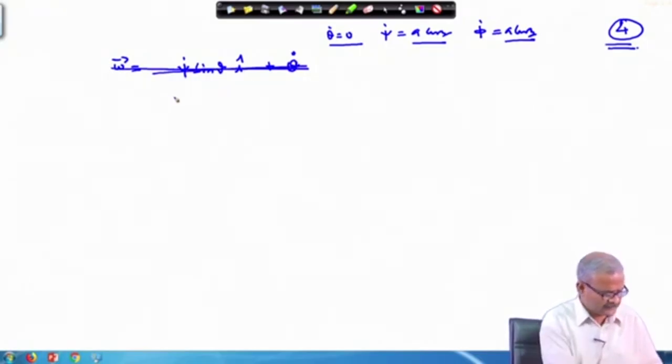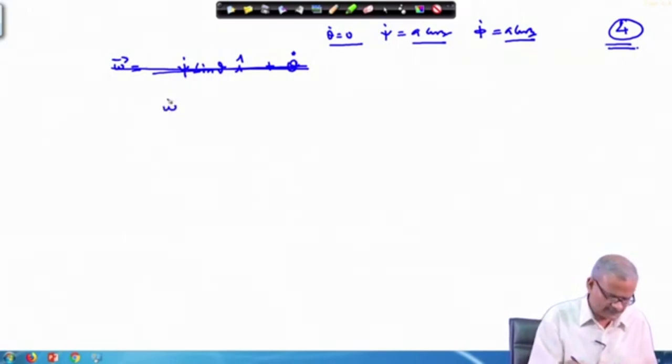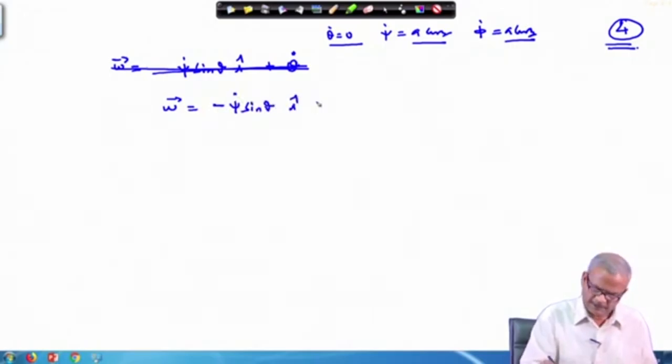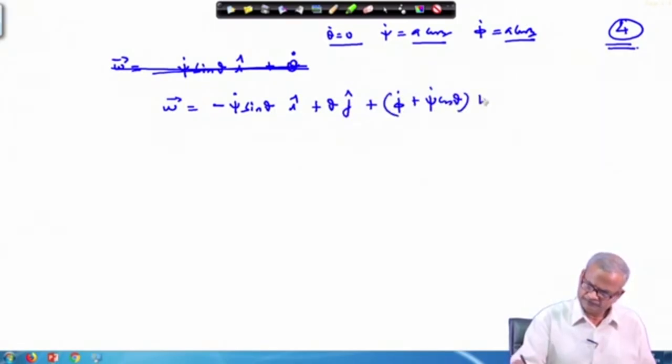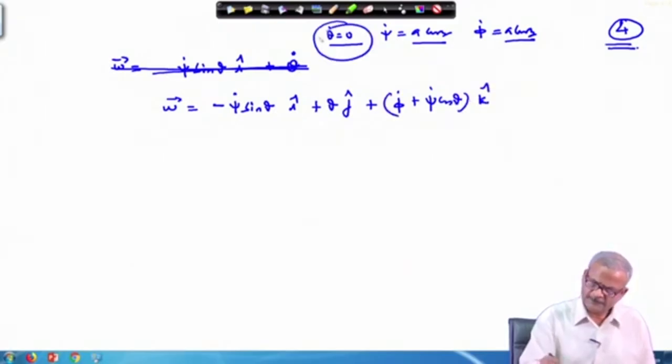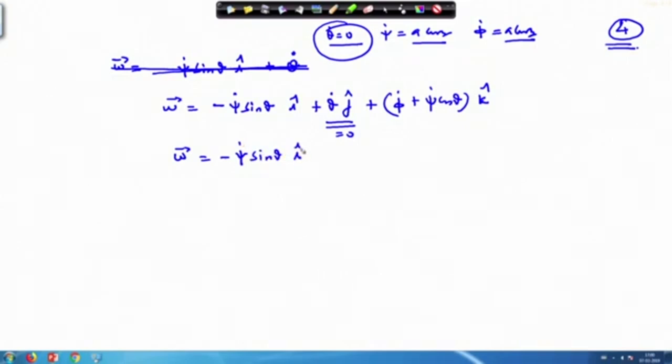Here we have the omega we derived earlier, which is omega equal to minus psi dot sin theta i cap plus theta dot j cap. So, when theta dot equal to 0, this term will drop out and becomes 0, and omega gets reduced to minus psi dot sin theta i cap; the theta dot j cap part is gone.